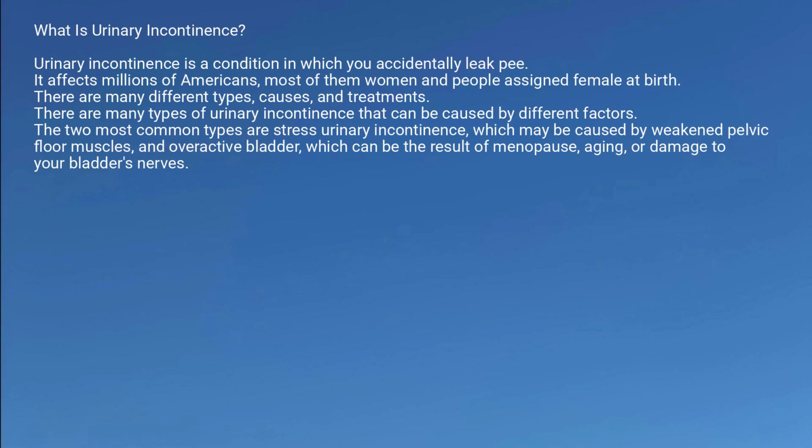What is urinary incontinence? Urinary incontinence is a condition in which you accidentally leak pee. It affects millions of Americans, most of them women and people assigned female at birth. There are many different types, causes, and treatments. There are many types of urinary incontinence that can be caused by different factors.